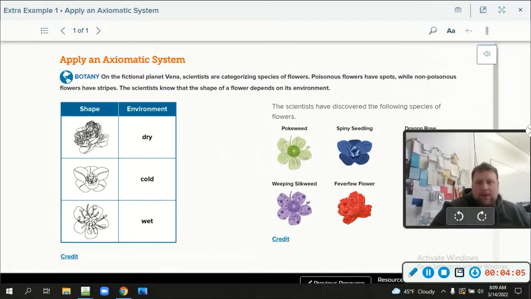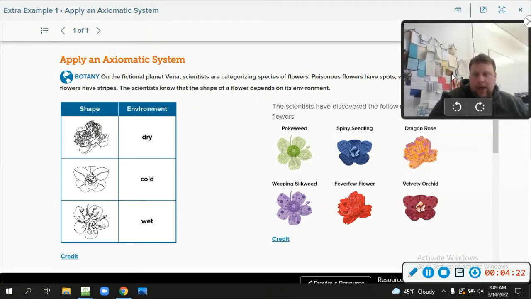To do that, we're actually going to go to the site right here. This is the same thing you were seeing. It says, on the fictional planet Venus, scientists are categorizing species of flowers. Poisonous flowers have spots, while non-poisonous flowers have stripes. The scientists know that the shape of the flower depends on its environment. Okay? So it says poisonous flowers have spots. So if I look right here, we have poisonous, poisonous, poisonous, and then non-poisonous have stripes. We see stripes, stripes, stripes, non-poisonous, okay?